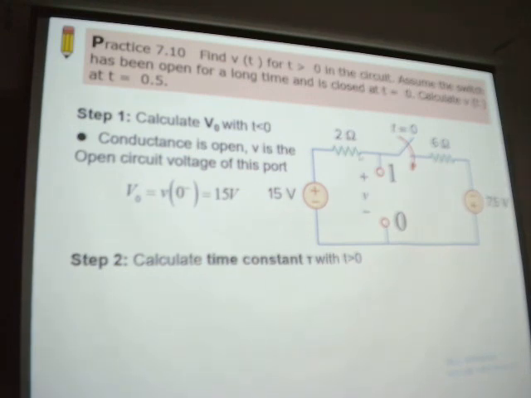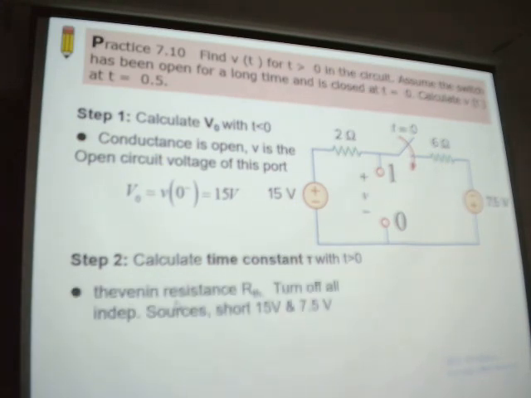If t is greater than 0, here we can see I put a port 1-0 instead of the capacitor, right? And we close the circuit, the switch. From this figure, we need to calculate the equivalent resistance of port 1-0, because we need to calculate the RTH for port 1-0.